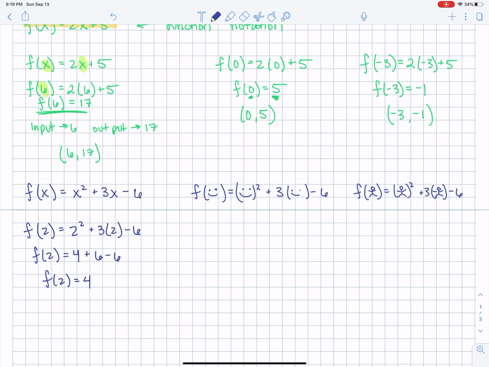All right, great job, Algebra 1. Functions and function notation are tough, and you hung in there. Great job.